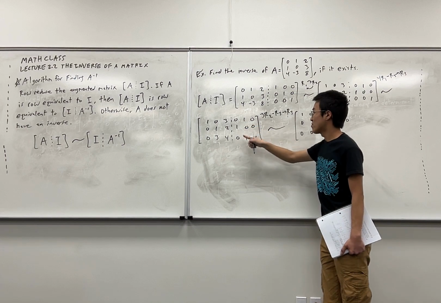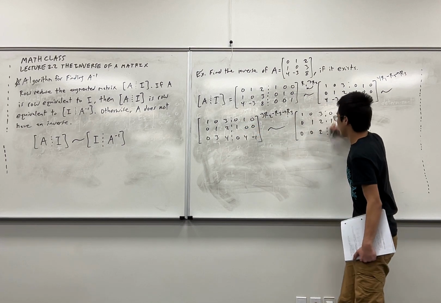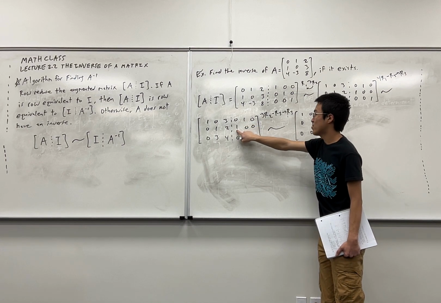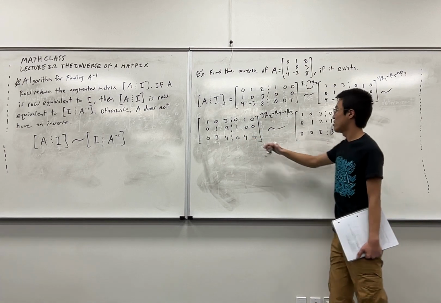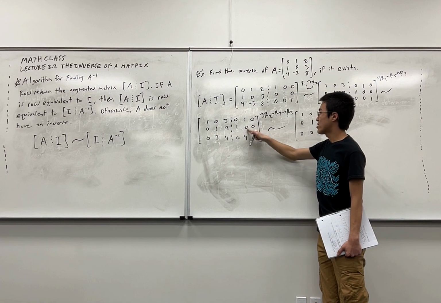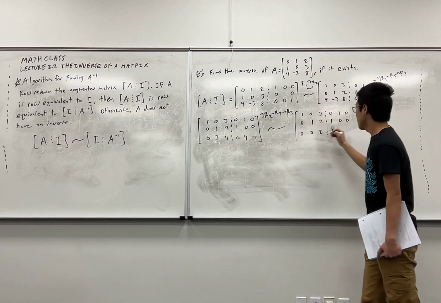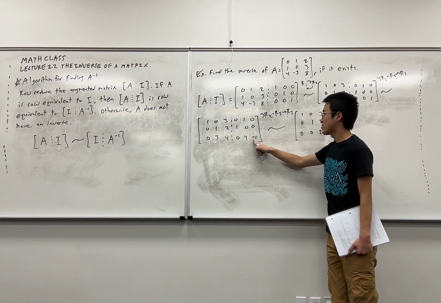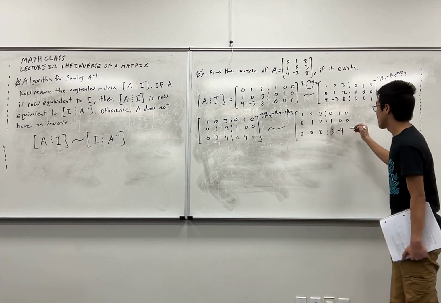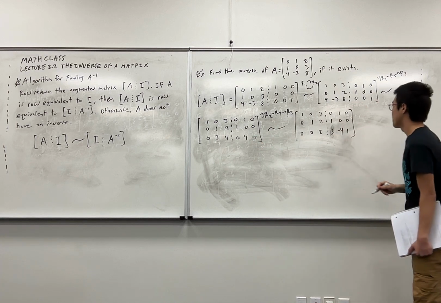Hold on. We're in the second row, so this 3 times this 1 minus 0 is 3. 0 times 3 is 0, and then I'm subtracting 4. 3 times 0 is 0, and I'm subtracting a negative 1, so this gets signed with positive. Okay?